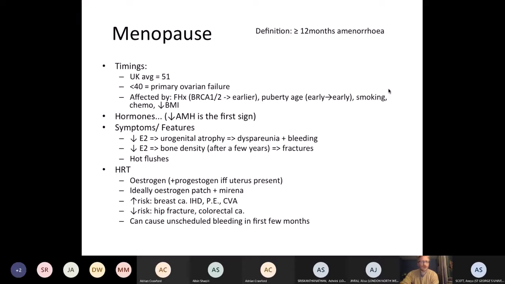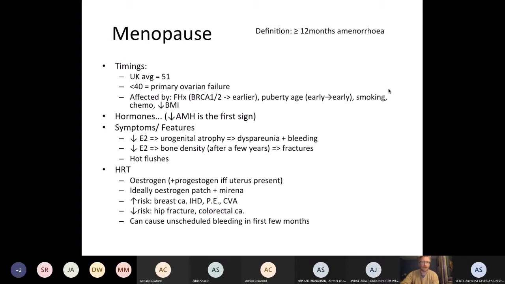I think we were told that the ideal combination is an estrogen patch and Mirena coil. I think that comes with the lowest risk of strokes and other, yeah, it's sort of the lowest risk combination of getting those hormones.